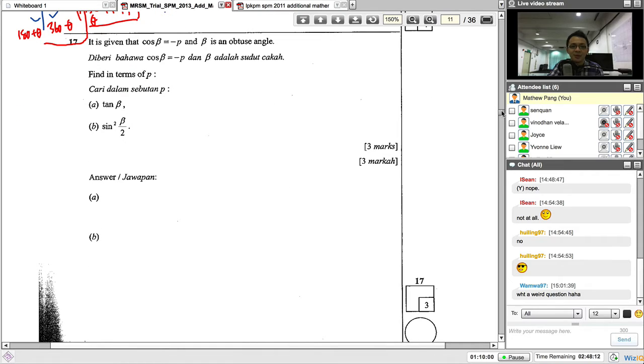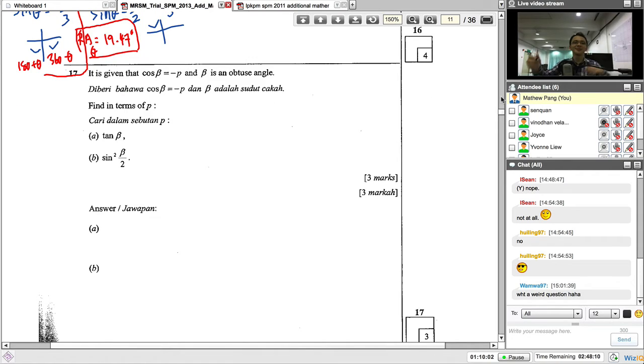This part. Okay, A is very easy, but B is slightly difficult. However, there's a purpose. There's a purpose to give us an obtuse angle. What is an obtuse angle? An obtuse angle is an angle bigger than 90 degrees and less than 180 degrees. What am I writing?